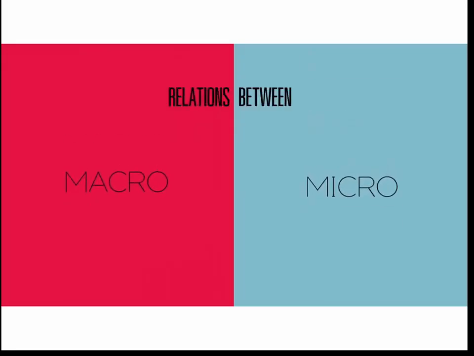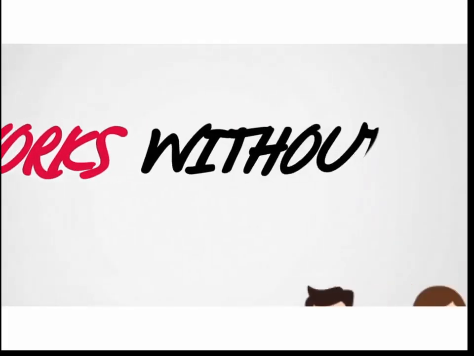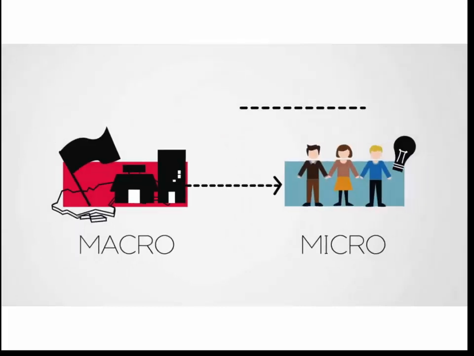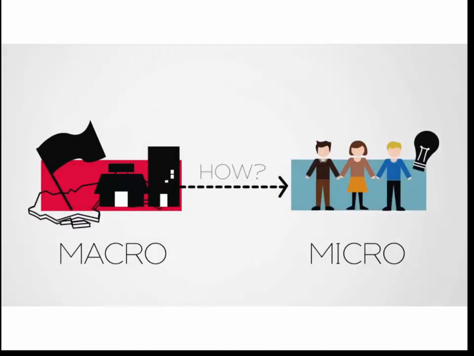Many of the central questions in sociology are related to relations between macro and micro. Social structures and institutions influence how individuals think and behave. However, nothing in the social world works without individual action. After all, the large-scale social formations are basically made of individuals and their social relations. Society is not a mere sum of individuals. How macro facts depend on facts about individuals, this is what sociologists wish to understand.